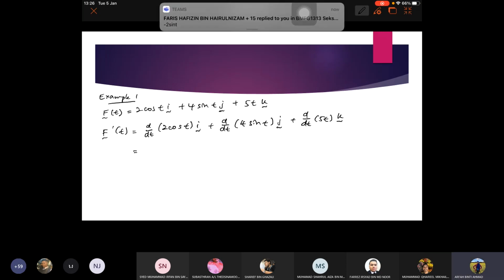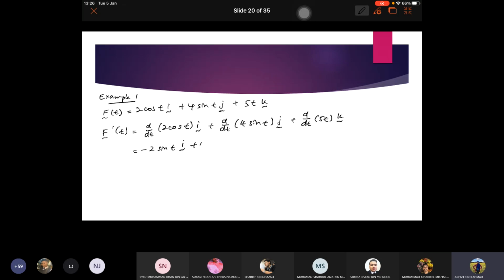Negatif 2 sin t. Okay, so betul. Negatif 2 sin t i. Bezakan 4 sin, awak dapat tambah 4 cos t j. Bezakan 5t dapat 5 k. So ni je. What we call it? Differentiation of vector value function.